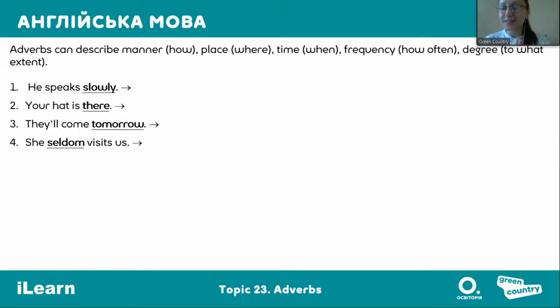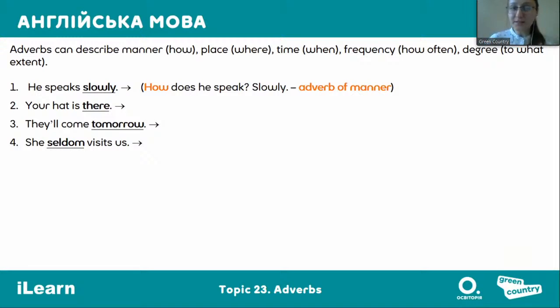Let's look at 4 sentences and find out what types of adverbs they are. Let's look at number 1. He speaks slowly. So slowly is an adverb. What type of adverb is that? Is it an adverb of manner, place, time, frequency, or degree? What do you think? Slowly. That is an adverb of manner. How does he speak? Slowly. How? Adverb of manner.